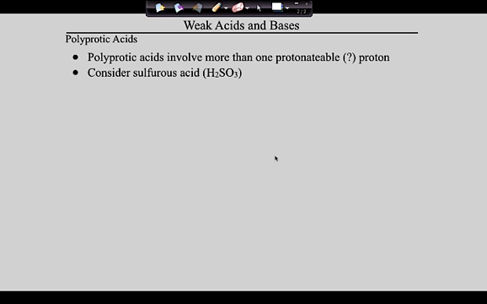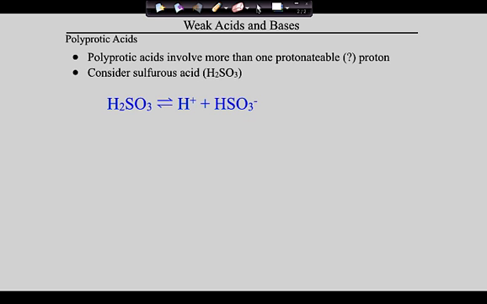So what is a polyprotic acid? Well, guys, consider this. Sulfurous acid. Yeah, not sulfuric. This is sulfurous. So guys, this is what sulfurous acid does. It gives away a hydrogen. You may want to write this down with me. Sulfurous acid as an acid gives away a hydrogen.